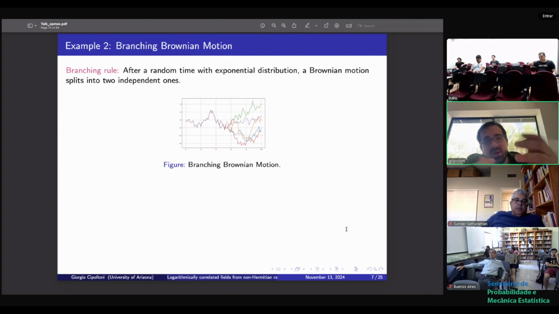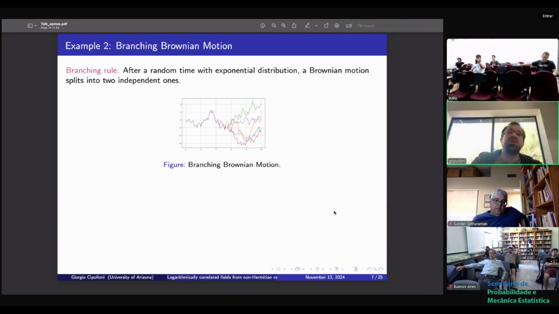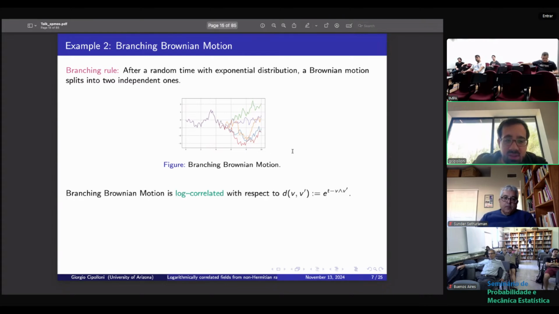Let's do this with another example, which is the branching Brownian motion, which is basically a continuous version of the branching random walk. So we start with a Brownian motion, and then at a random time, which is exponentially distributed, this splits into two different Brownian motions, and so on and so forth. We look at this up to a certain time t, which is a fixed large number.